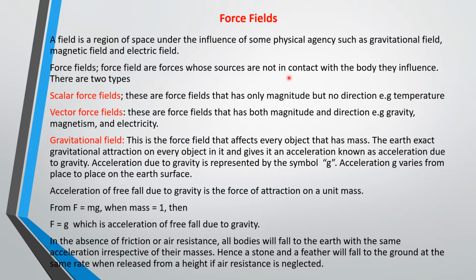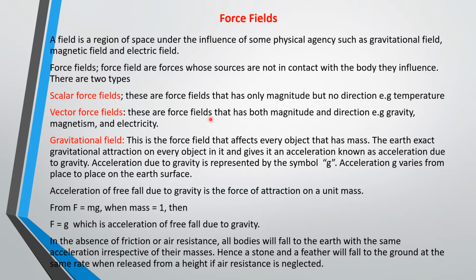Scalar force fields are fields that have just magnitude but no direction. An example is temperature. Okay, so yes, you can feel the hotness of your body. Yeah, so you can feel it and all that. Now, vector force fields are fields that have both magnitude and direction, like gravitational field, magnetic field, and electric field. All these are fields that have magnitude and direction.